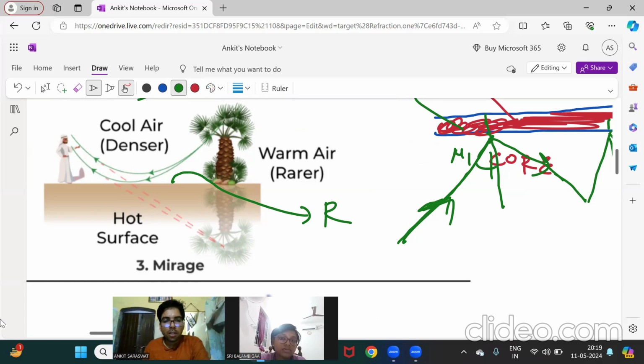In case of mirage, the surface is hot. Surface is hot means temperature is high. Temperature is high means medium is rarest. But if you are going from the bottom to the topmost layer of the air, you will find cool air. That is denser, because if air is cool, temperature is low. Temperature is low means medium is denser. Clear? Yes, sir, understood. This is known as mirage.